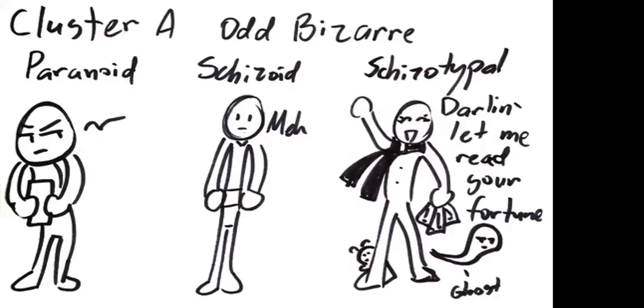Okay, for some recap, next. So cluster A, the patient may appear odd and eccentric, which is different from the others. We have paranoid, schizoid, and schizotypal. Paranoid is when the patient has trust issues. Schizoid is when the patient has social withdrawal. Schizotypal is when the patient has odd, strange thinking that involves magical thinking without psychotic features. Okay, we proceed to cluster B.